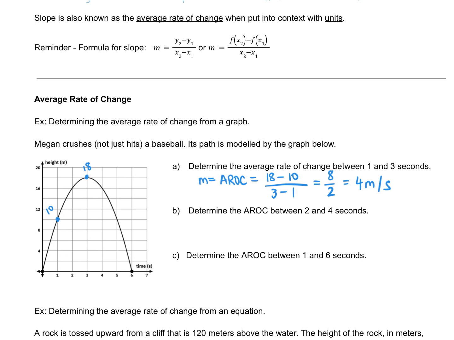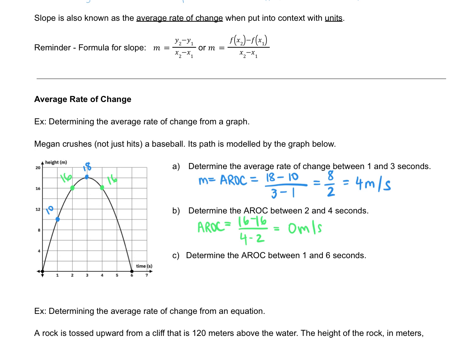Let's do the next one. Between 2 and 4 seconds. At 2 seconds, the height is 16, and at 4 seconds, it's also 16. So my average rate of change is 16 minus 16 over 4 minus 2. That's 0 meters per second. Now clearly, there was motion going up and then coming back down, but between those seconds, between 2 and 4, because we're at the same height, on average, it looks like it didn't move at all.